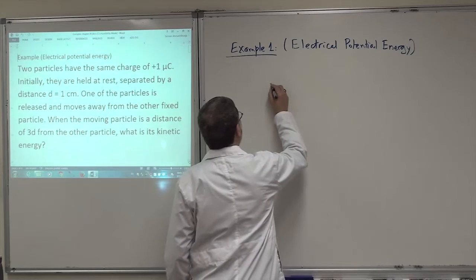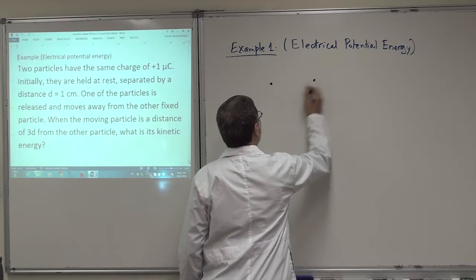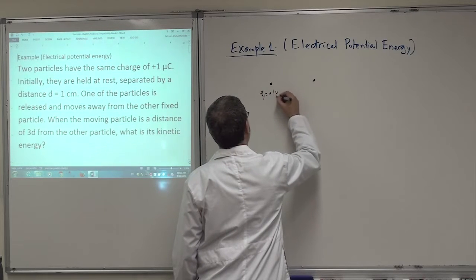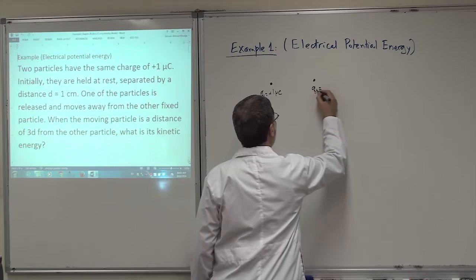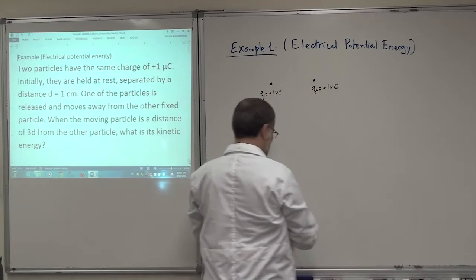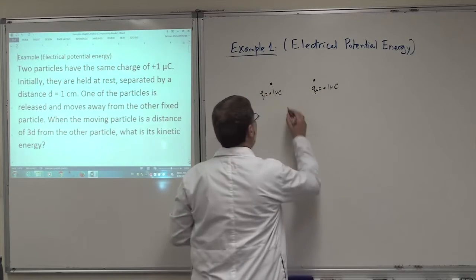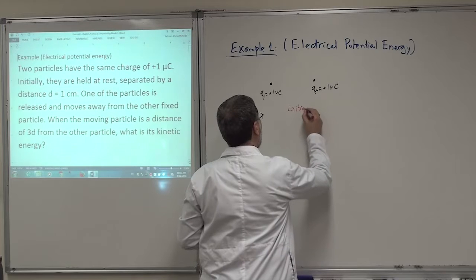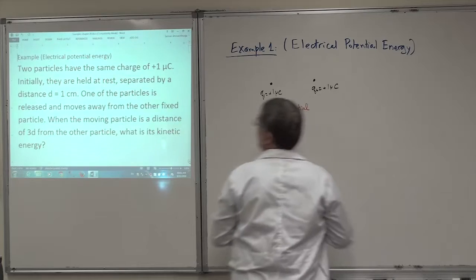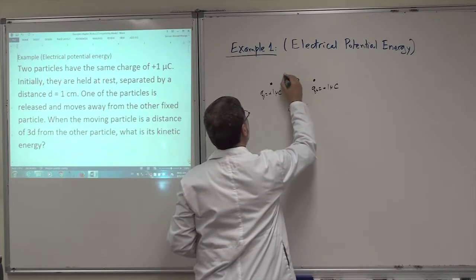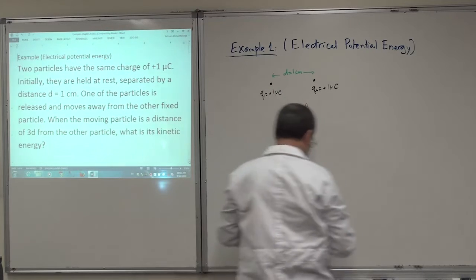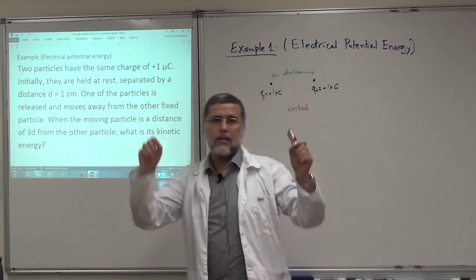So initially, they are here, close. And of course, this is Q1 equal plus 1 microcoulomb, and this is Q2 equal plus 1 microcoulomb, and they are held here fixed. This is the initial configuration, and they are separated by a distance of 1 centimeter. It says here, d equal 1 centimeter. This is the distance between the two particles, and initially they are held like this.